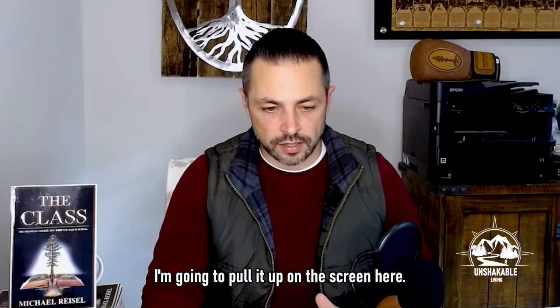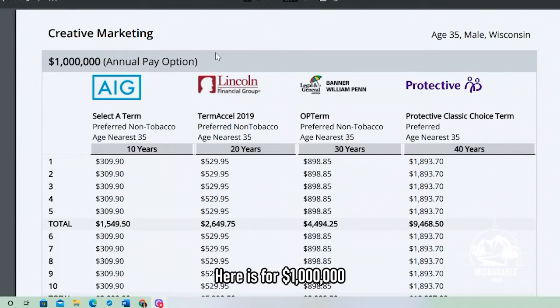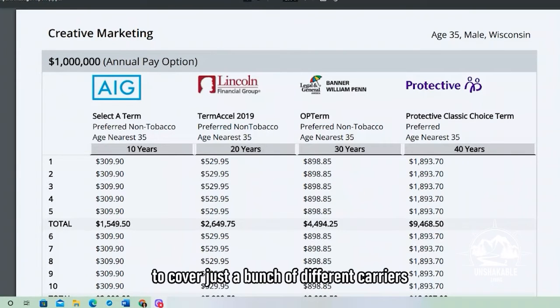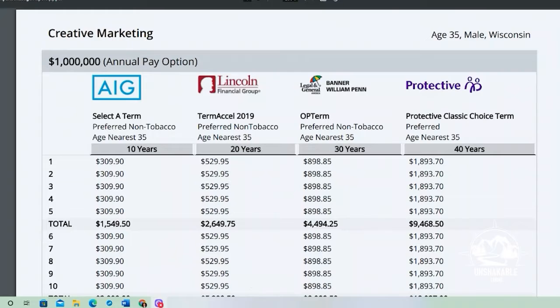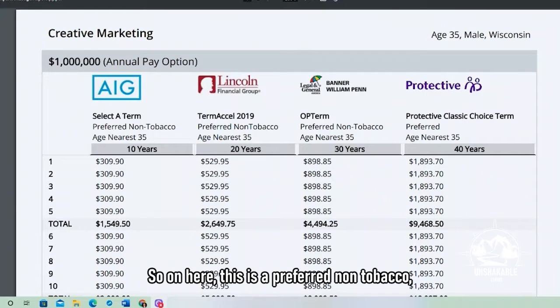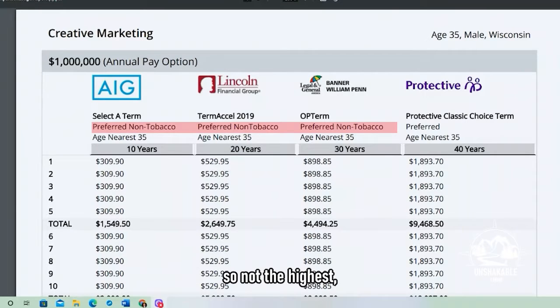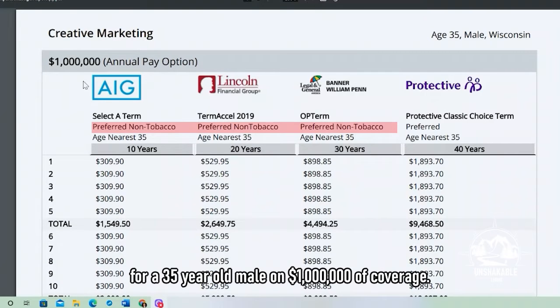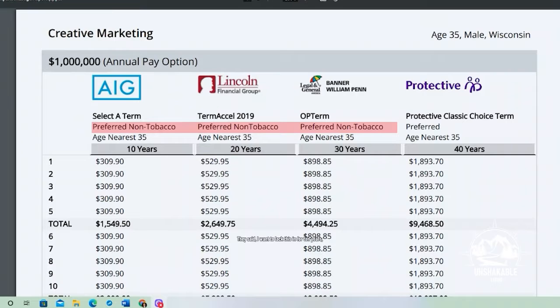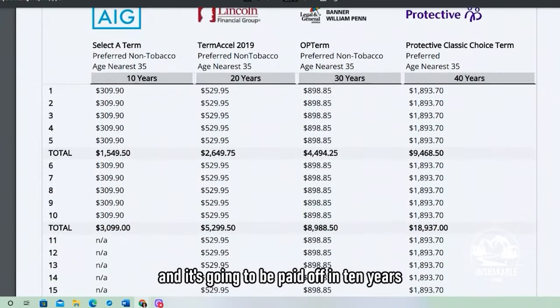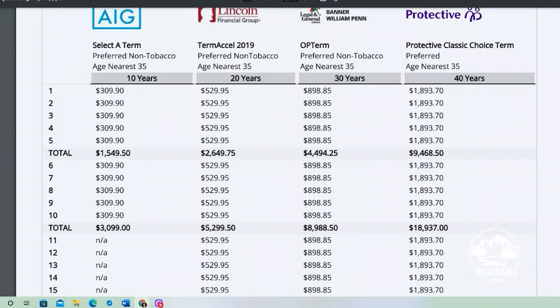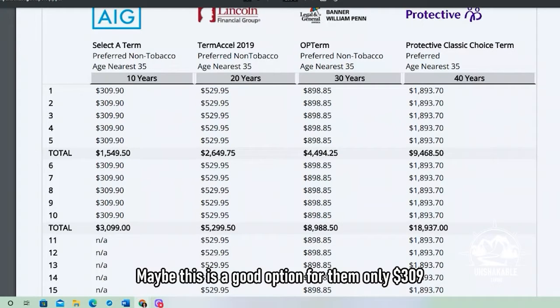For example's sake, I'm going to pull it up on the screen here. Here is $1 million of coverage from a bunch of different carriers, also showing the different types: 10-year, 20-year, 30-year, and even a 40-year policy. This is a preferred non-tobacco rating, so not the highest, but the second highest health rating someone could get, for a 35-year-old male on $1 million of coverage. If they said, I want to lock this in for 10 years, maybe because they had a mortgage that will be paid off in 10 years and then they figure they won't have many liabilities, maybe this is a good option for them.